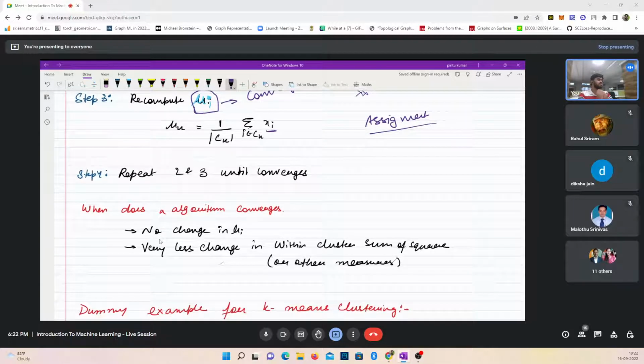Third, there can be a situation when there is a large number of data points and the data points are not very cleanly getting separated. Then what you can do is compute a quantity called within cluster sum of square.